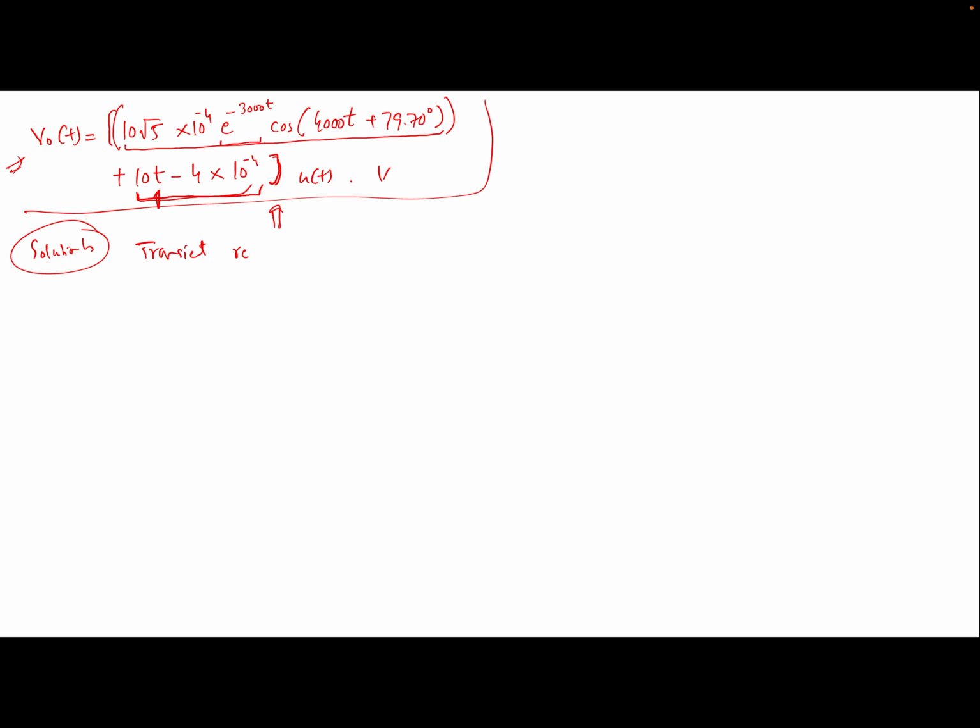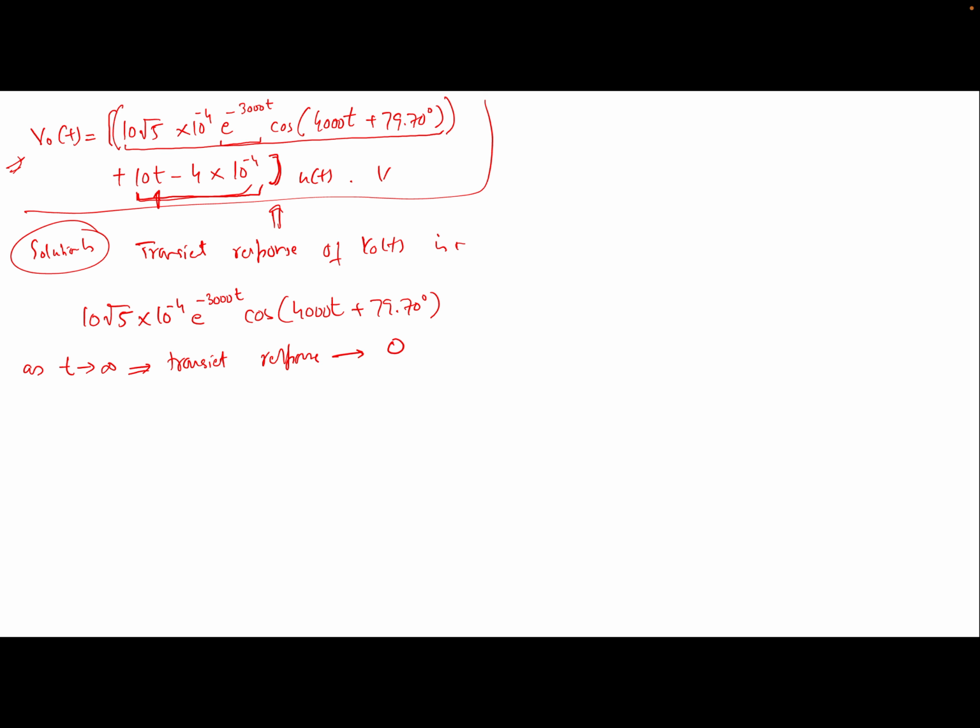The transient response of V naught of t is 10 square root 5 times 10 to the minus 4 e to the power minus 3000 t cos of 4000 t plus 79.70 degrees. And as t approaches infinity, the transient response approaches 0, or decays to 0. Okay. Now let's do solution number C.